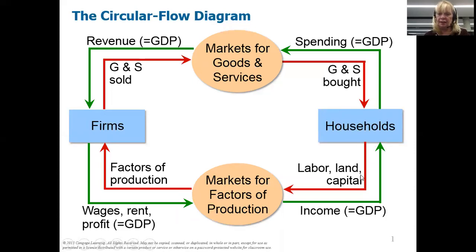So households sell land and capital. Firms buy that land and capital to produce goods and services. They sell the goods and services back to households, and it goes around and around. Households receive payment from firms for the land, labor, and capital which they have offered. This is income to the household. The households use that income to buy the goods and services they need, which in turn creates revenue for the firms.